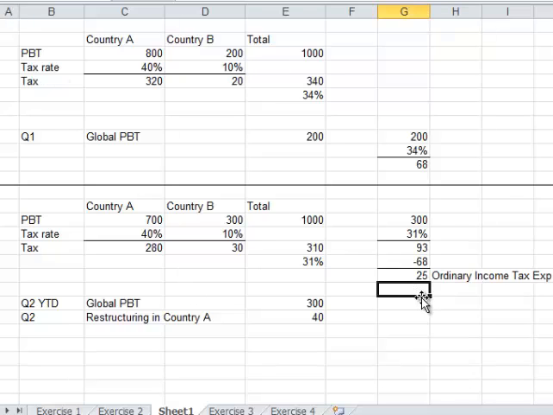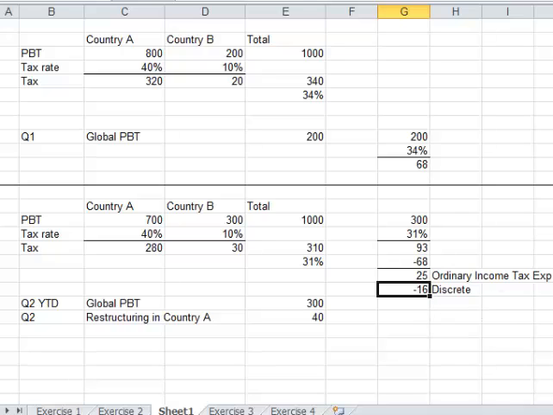Okay, so now I'm going to add the tax effect of discrete items, and I'm assuming for the purposes of this example that this restructuring is a discrete item. So I have a $40 expense in country A with a 40% tax rate. What's that going to do to my provision? If I have a $40 expense and it's at a 40% tax rate, what is my provision for the year going to be on that one item? A 16 benefit, right? So I'm going to book the effect of that 16 discretely.